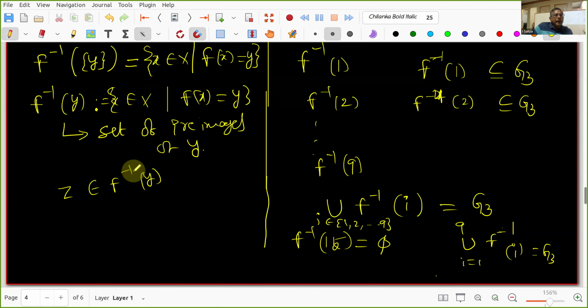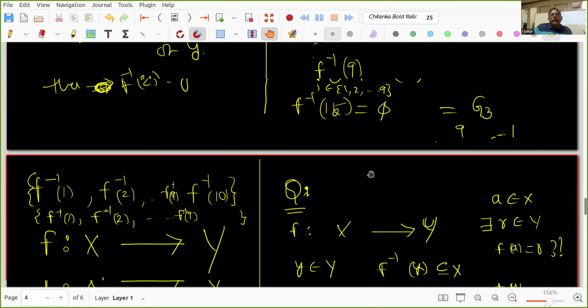That's why I gave some gap here. The meaning is that f of z is equal to y. That is the definition, right? What is f inverse of y? The set of pre-images of y. It was clearly written, all those. Did you also understand what f inverse of 5 is? What is f inverse of January? So please connect things. What is f inverse of R then?